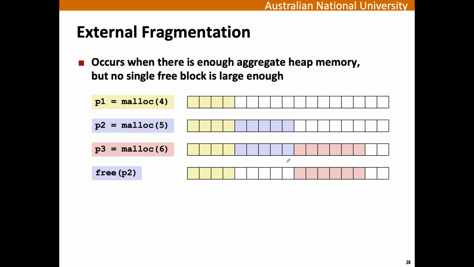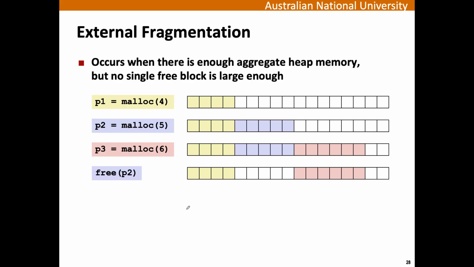Now tell me a request. Tell me an argument of malloc which is problematic. That's a bad question. Let me ask it in a different way. An argument for which we have enough memory, but we still cannot fulfill the request.